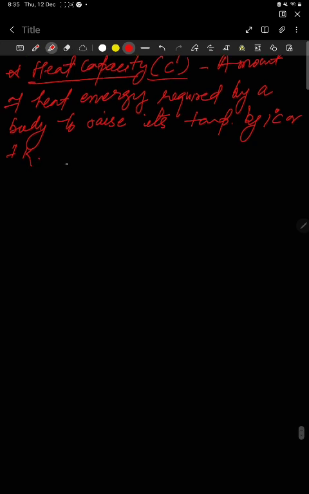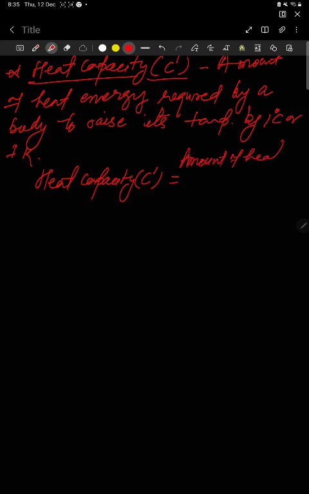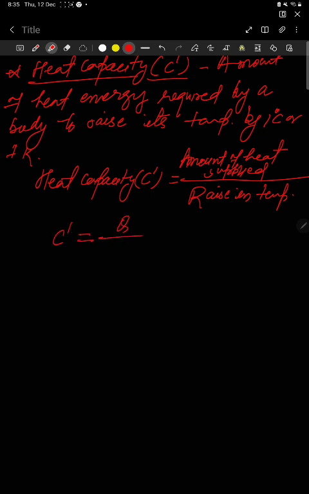So this is heat capacity, and the formula of heat capacity is: heat capacity C dash is equal to the amount of heat supplied divided by the rise in temperature. In short form, it can be written as C dash is equal to Q divided by delta T. So this is the expression for heat capacity.